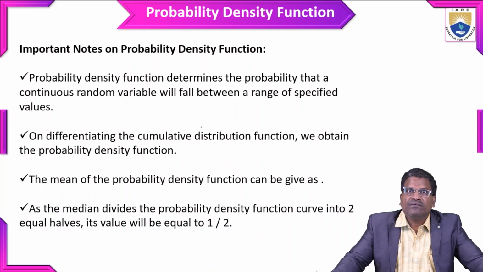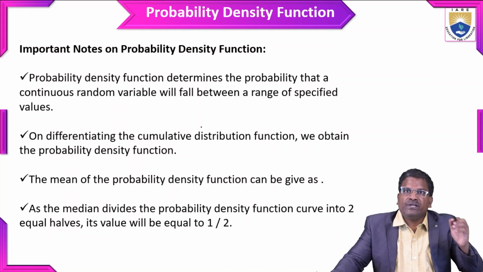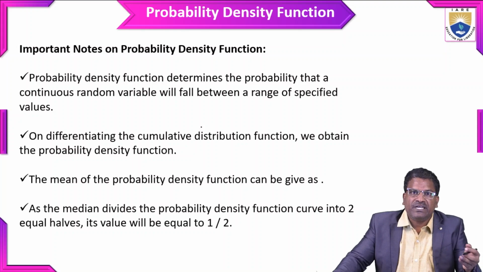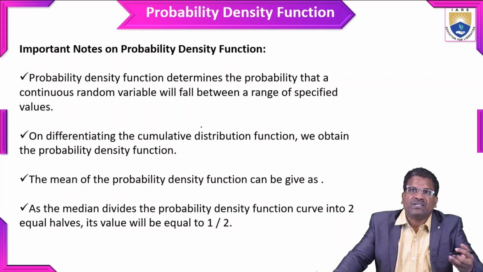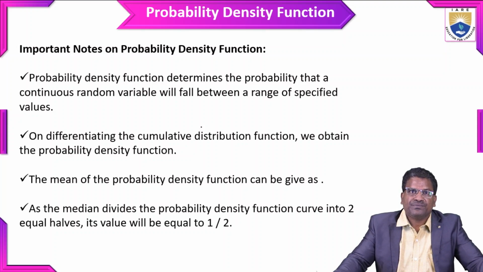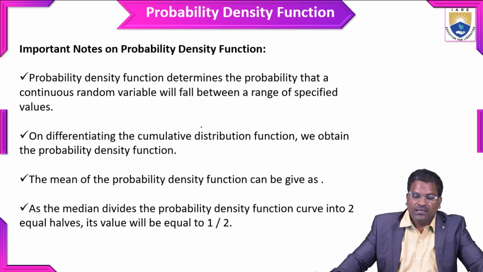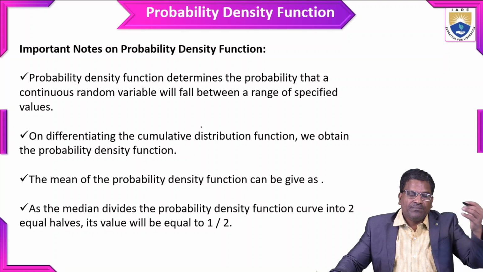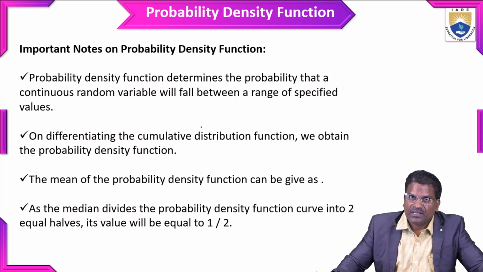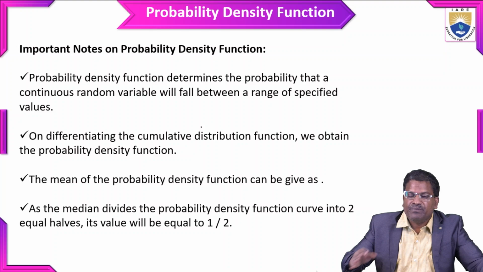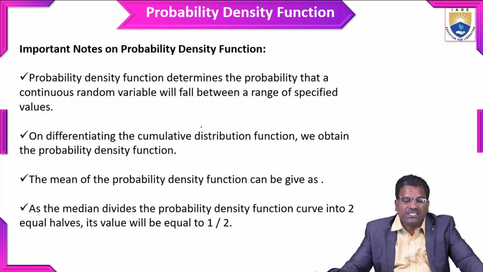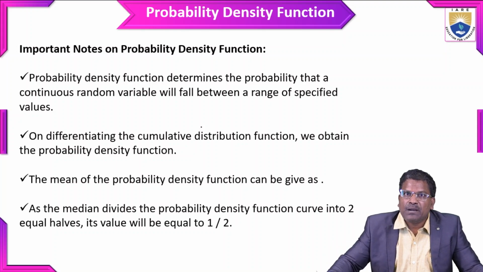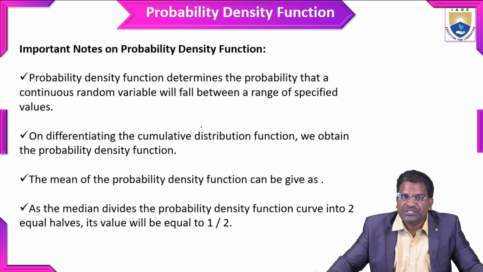Now let us see some important noteworthy points of this probability density function. Probability density function determines the probability that a continuous random variable will fall between a range of specified values. On differentiating the cumulative distribution function, we obtain the probability density function. We saw there small f of x is equal to the derivative of capital F of x, it is f dash x, we saw previously. That capital F of x is nothing but the cumulative distribution function. We obtain the probability density function.